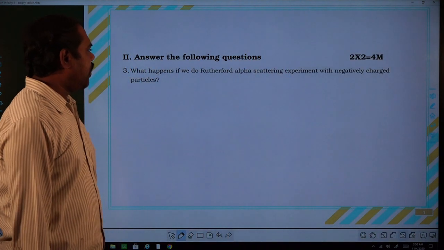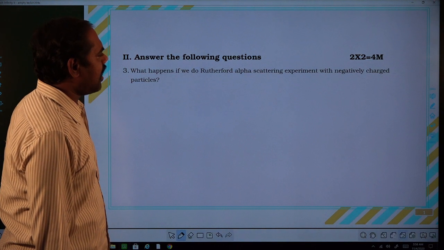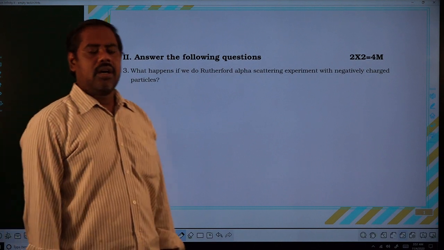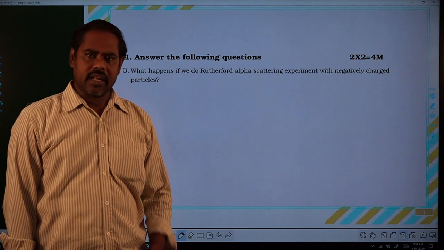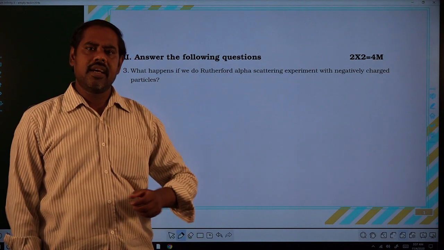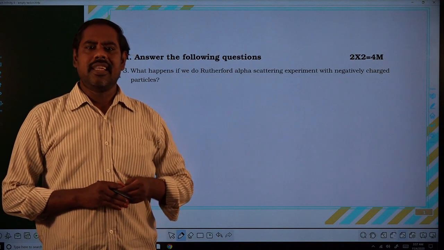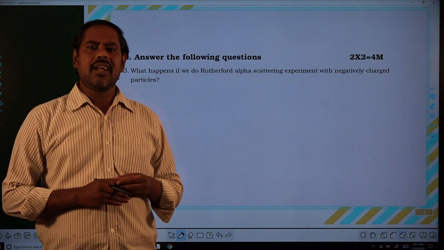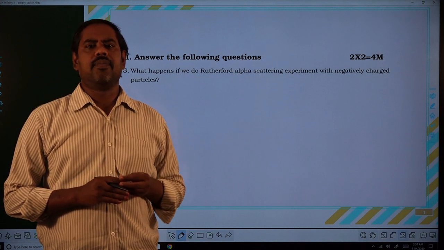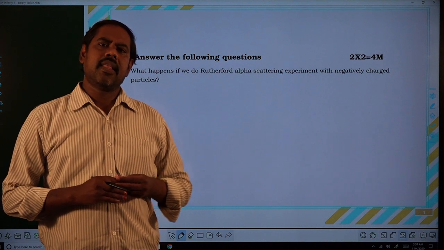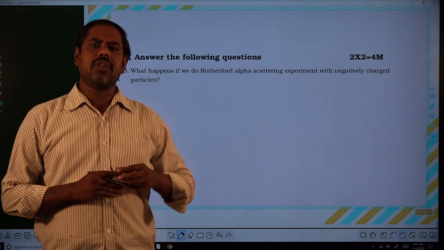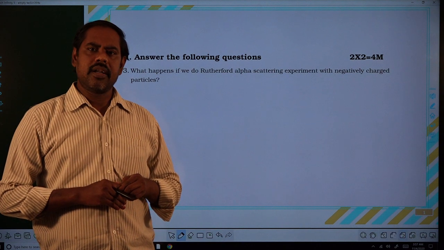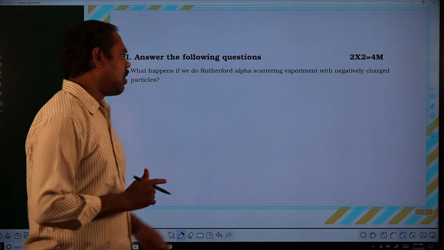Next, what happens if we do the Rutherford alpha scattering experiment with negatively charged particles? Negatively charged particles means electrons. If we do the experiment with electrons, no electron should be diverted from its original path. Next point, the maximum electrons pass through the gold foil because the gold foil is mostly empty space.